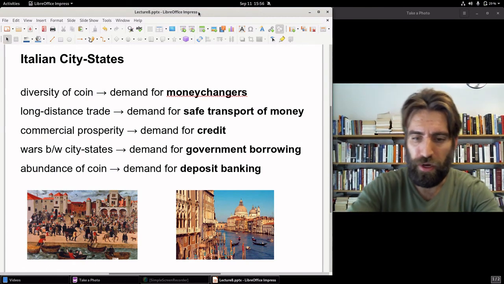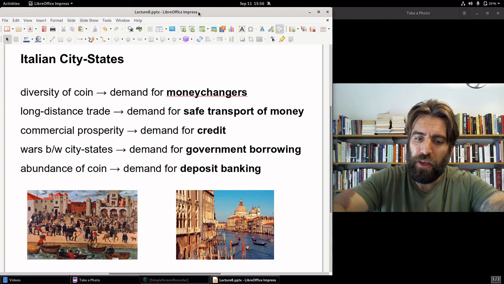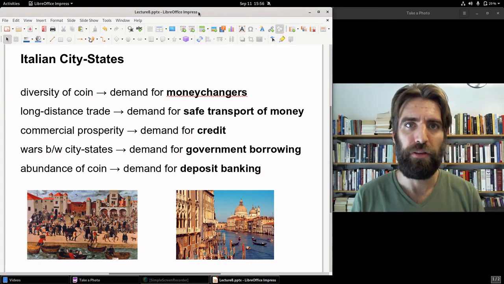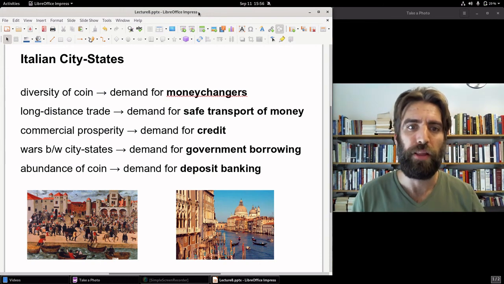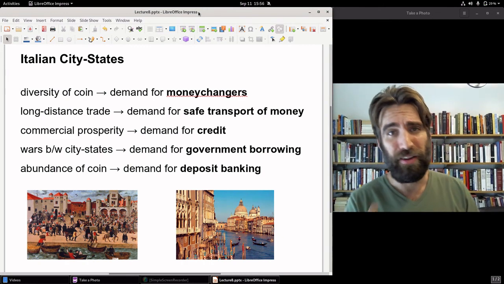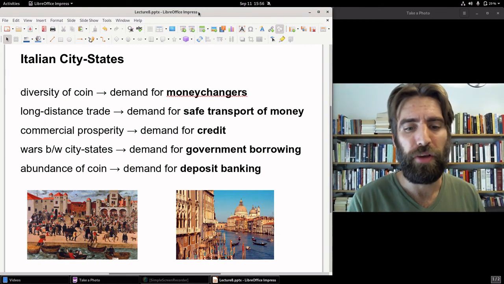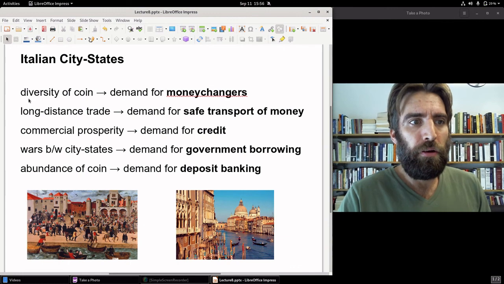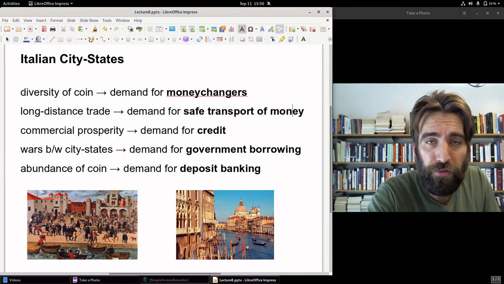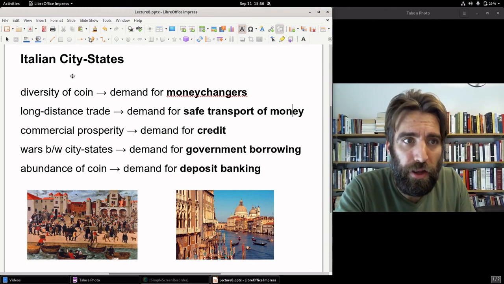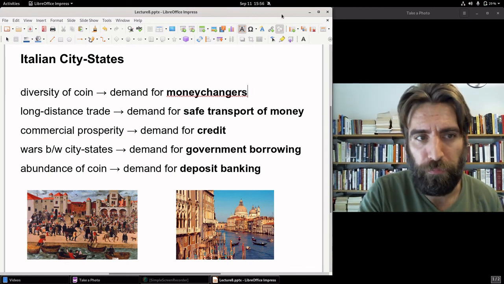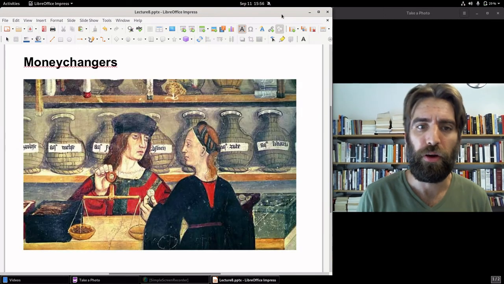For what remains of this lecture, and for the following lecture, we're going to take a look at some of the big innovations of Renaissance Italy, because it's going to change everything. Banking, especially. In the next lecture, lecture number 9, there will be some big discussions about banking. But first, for this lecture, we're going to look at these two. First of all, the diversity of coin led, in Renaissance Italy, to a demand for money changers.